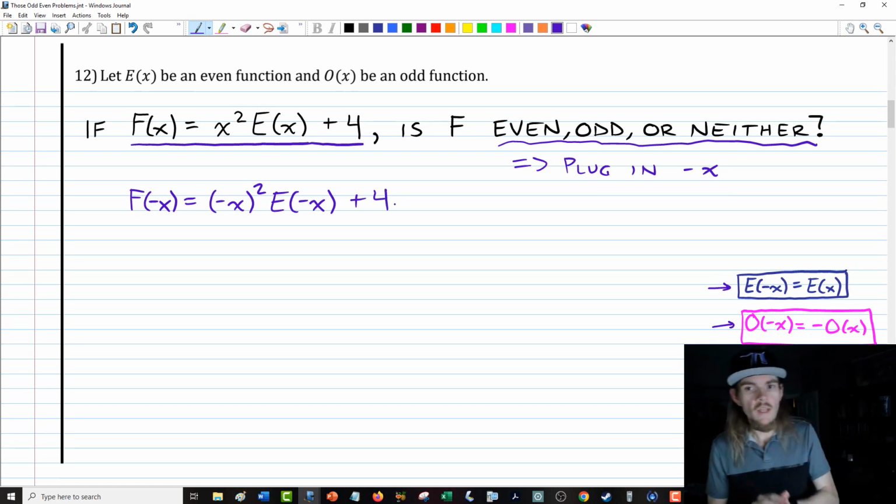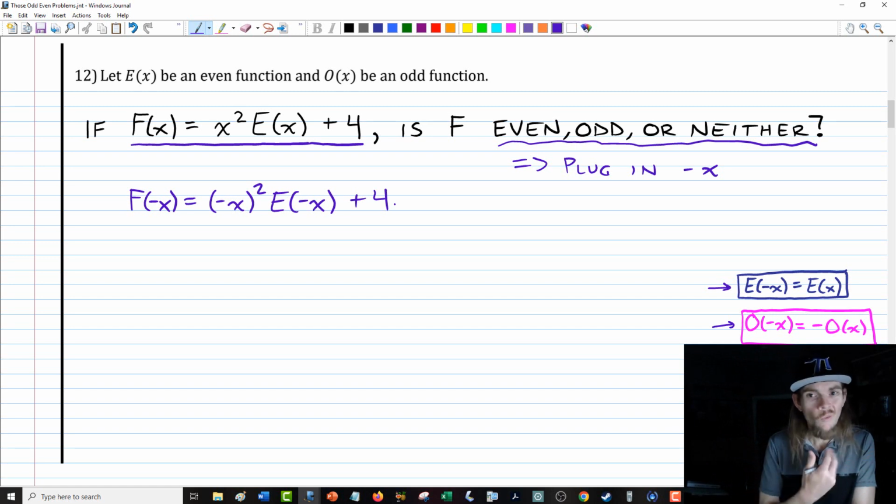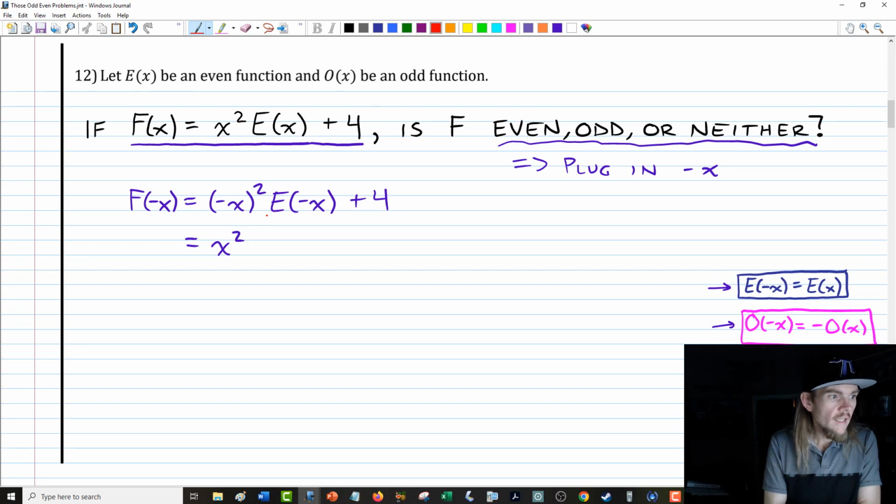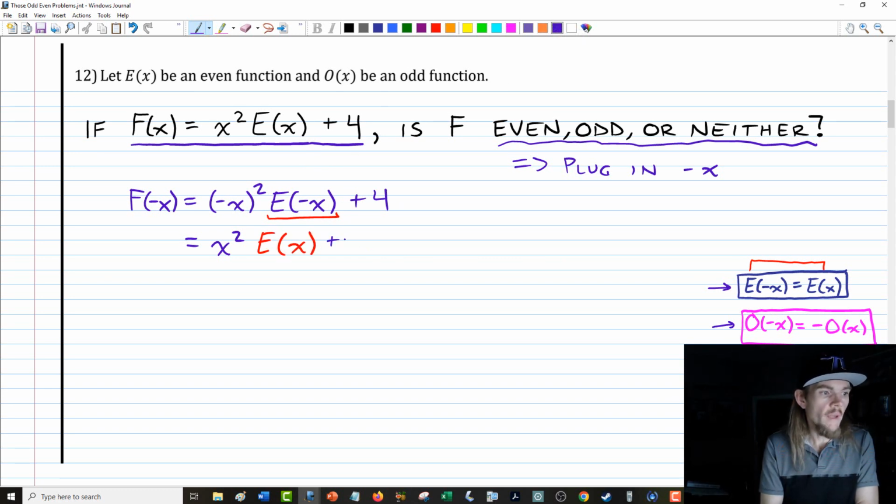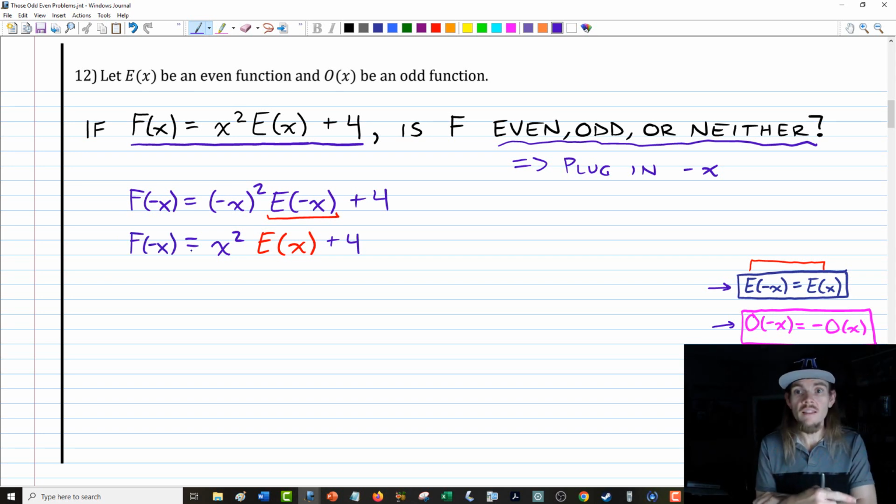We've plugged in negative x. Now, of course, plugging it in is different than actually evaluating it. We have to go a little bit further to see what we get out of this result. Looking at this, negative x squared is just going to be x squared. And then here's the key part. E of negative x, according to what we did here with the definition of even, is just going to be e of x. So that's x squared times e of x. And then finally, plus 4 remains exactly the same. So what we've just shown is that f of negative x is exactly x squared times e of x plus 4.